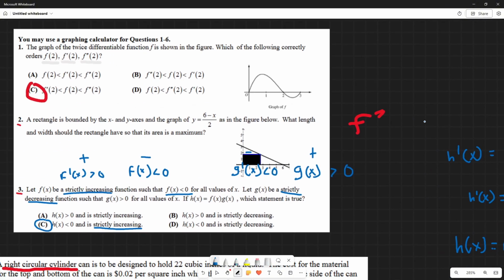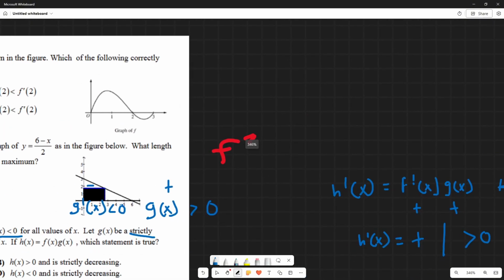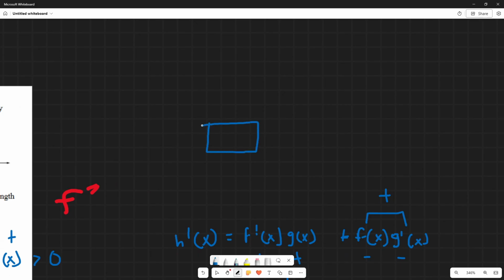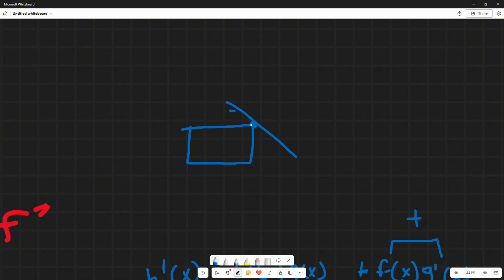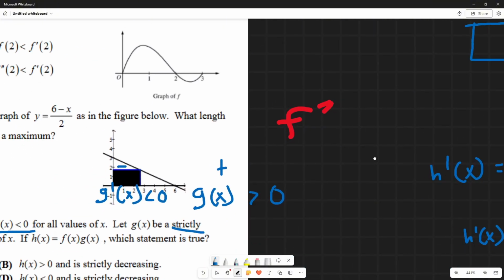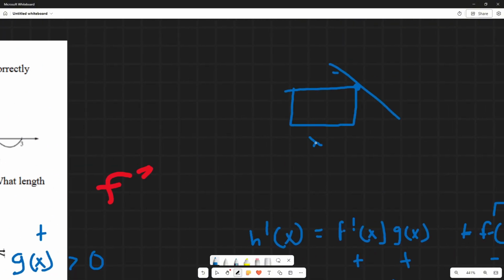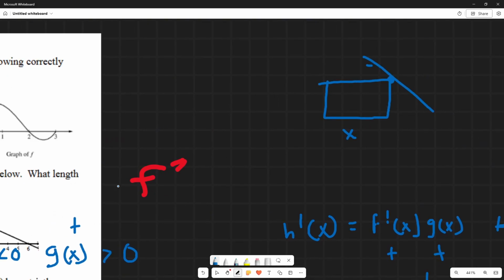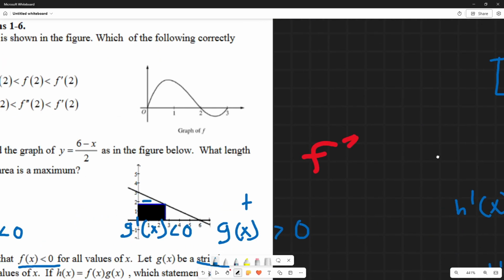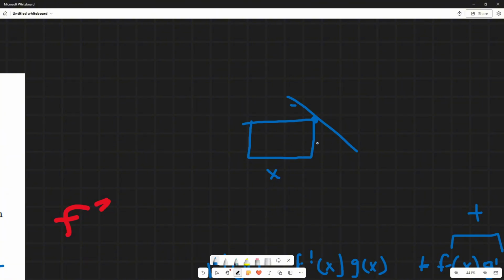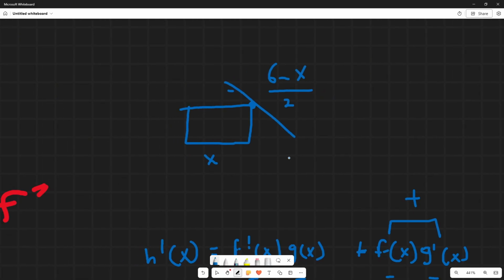Alright, I'm gonna visualize this or just already draw it as shown. So we got our little rectangle, and then we got the function, okay? Let's just say it's touching right here. We have a length of x. We don't know what the exact number is, okay? And then our width is just gonna be 6 minus x over 2. So we gotta find what our length and width is gonna be.